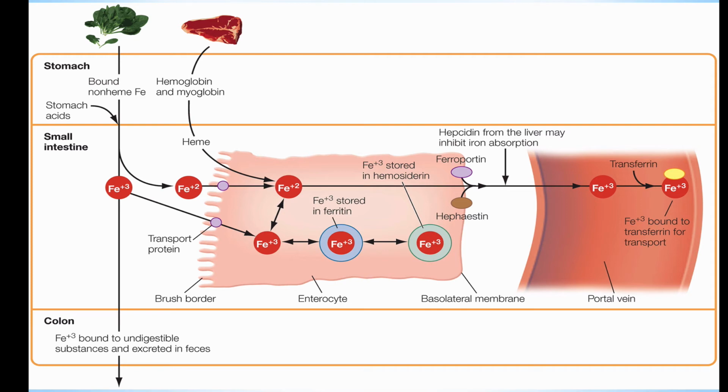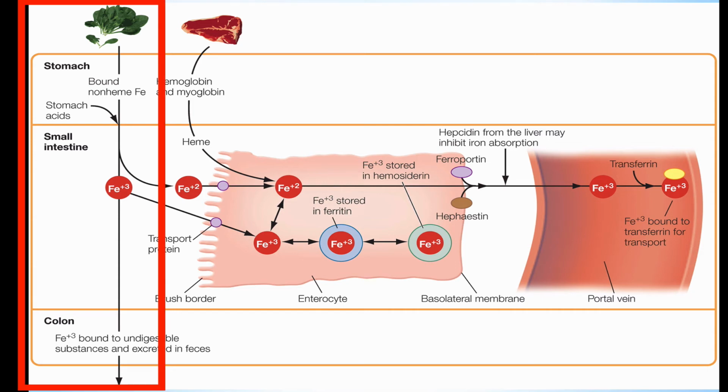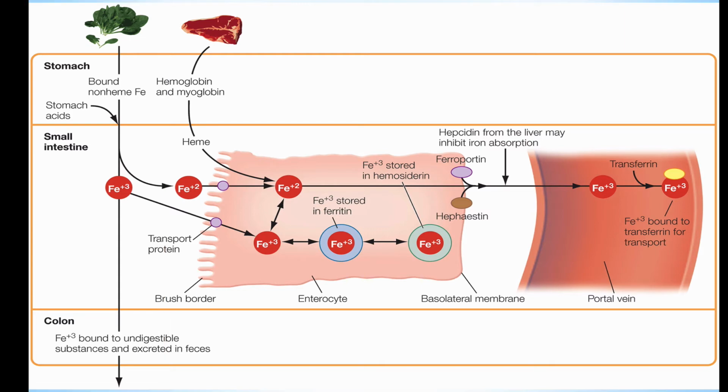We have a little pile of spinach here. We eat this, it gets into the stomach. Before it can cross over into the small intestine, stomach acids must play a role and help break that down. When the non-heme iron gets into the small intestine, it is in the form of Fe3+, okay? So this will try to cross over the brush border into the enterocyte, but it can't do it by its own. A transport protein has to get involved and help carry Fe3 into the enterocyte. So we see that small purple protein there that helps transport that into the enterocyte.